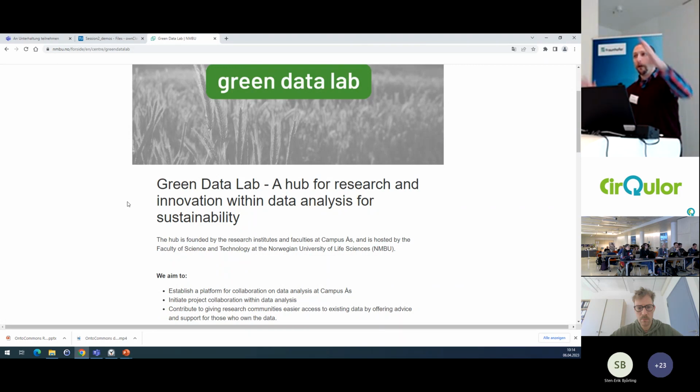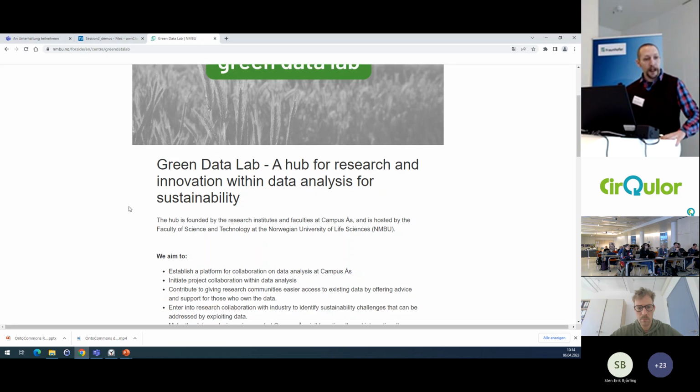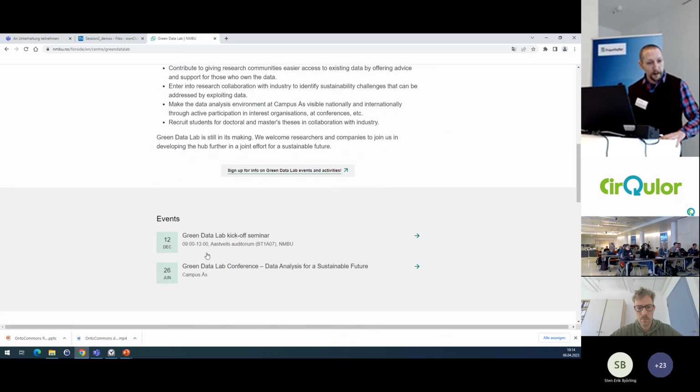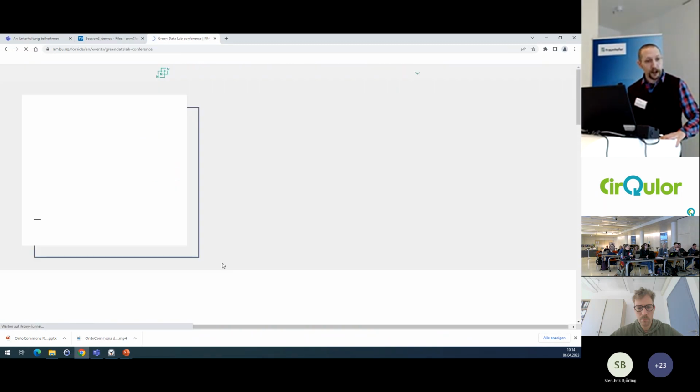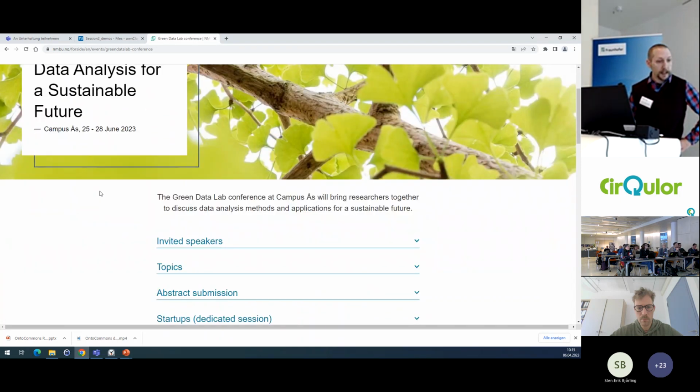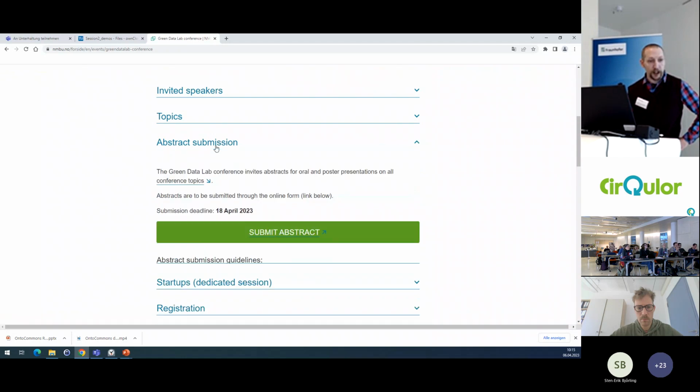And on the other hand, food production was very much at the bottom. And so here there's a lot of work to be done, and even to understand each other at the very beginning. And I just would like to point you to one event which is going to be held in June at our campus, which is a very nice campus, the Green Data Lab Conference. It has its abstract submission deadline. Just have a look at that.